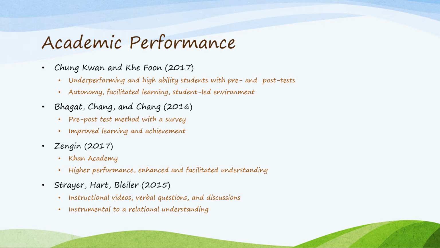It used pre and post tests to look at the performance of underperforming and high ability students in the flipped classroom. And it showed that there was more autonomy, facilitated learning, and it was a more student-led environment. The next study also used the pre-post test method with an additional survey and showed improved learning and achievement for students. The next actually used Khan Academy for the outside of class instruction instead of teacher-made videos. And still this study showed higher performance and an enhanced and facilitated understanding for students.